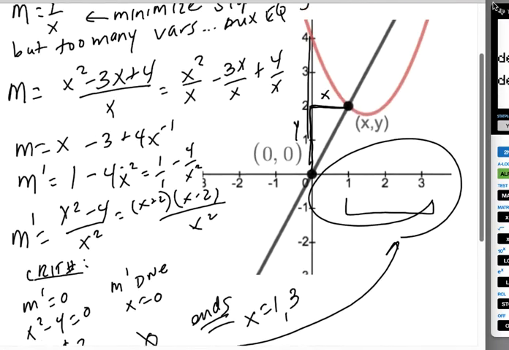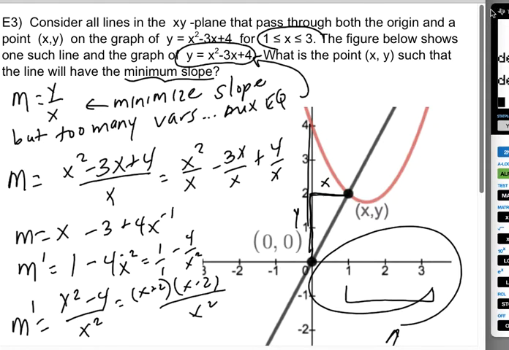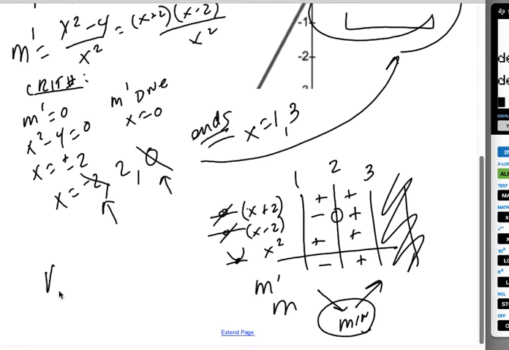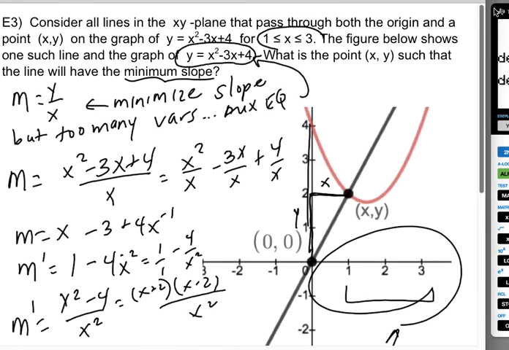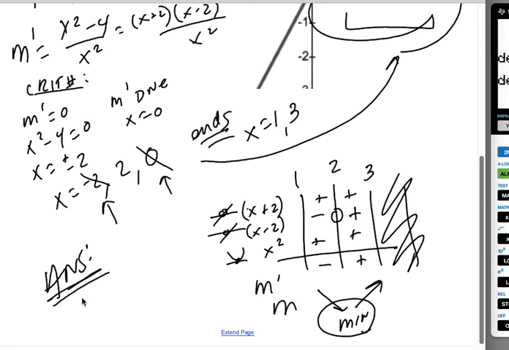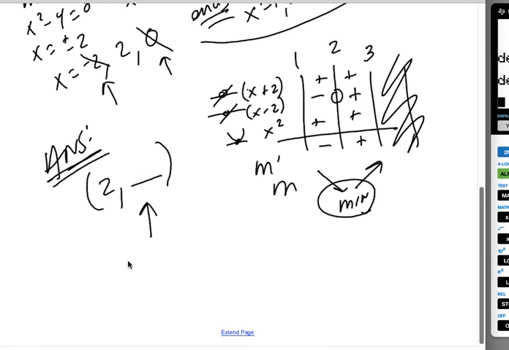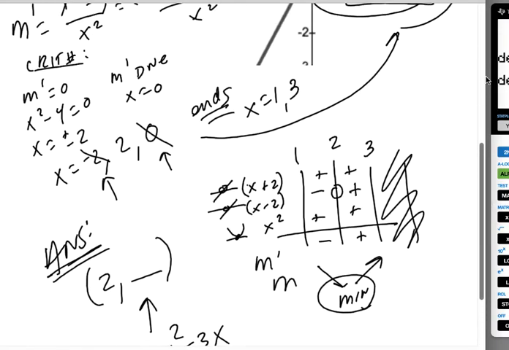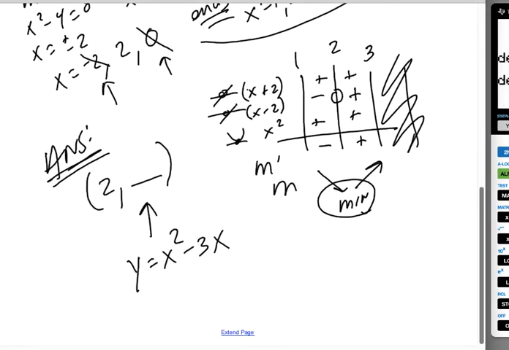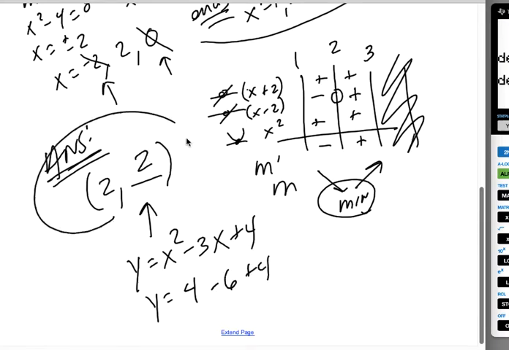So after all that work, I'm able to find that the minimum possible slope is at 2. So my answer is when x equals 2, and they say find the point. So my answer is 2 comma blank. To find the y value, I need to use the original function, right, which was y equals x squared minus 3x plus a 4 maybe? Yep, plus a 4. So when I do that, I get that y is 4 minus 6 plus 4, which ends up being a 2 comma 2.